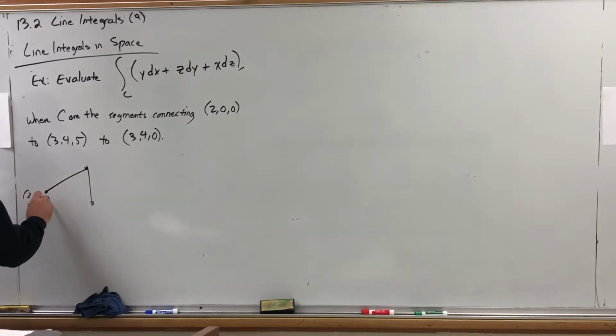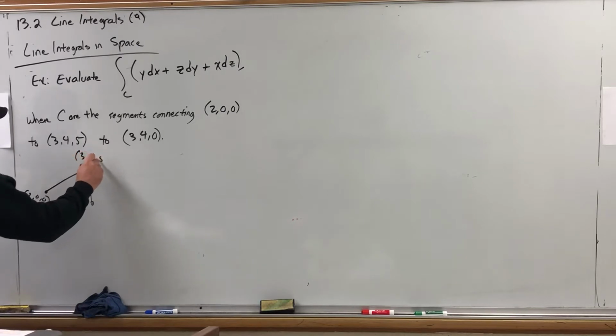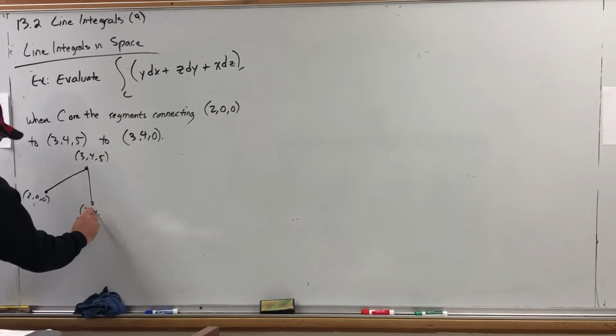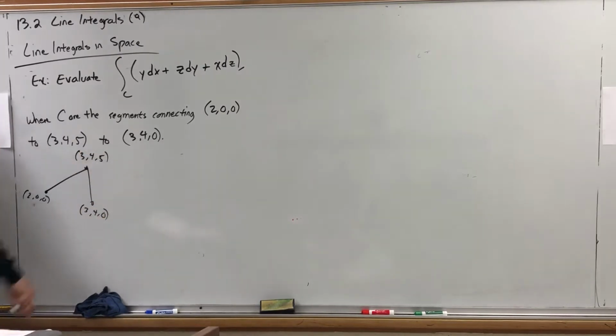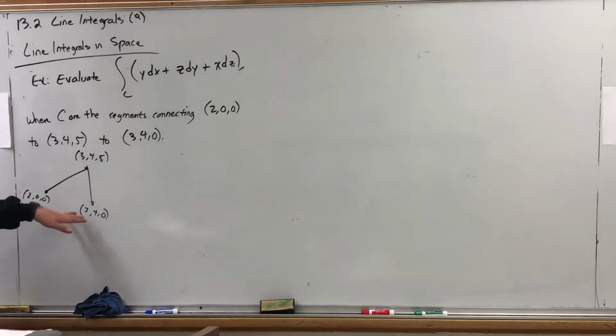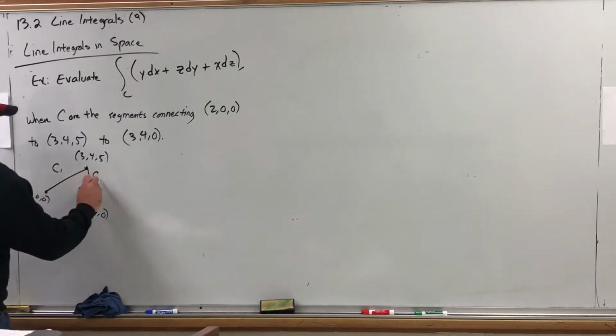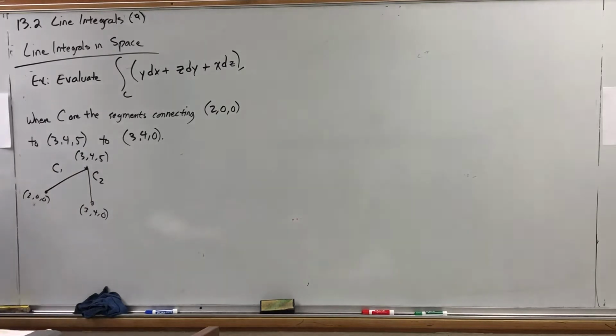(2, 0, 0) to (3, 4, 5) to (3, 4, 0). Actually, this representation is good because it would be right below it. It has the same x and y coordinate, just different z coordinates. And both of these would be on the xy plane because z is equal to 0. So this actually isn't that bad of a representation. All right, so we're going to have to break this down into 2 smooth curves and parameterize each.